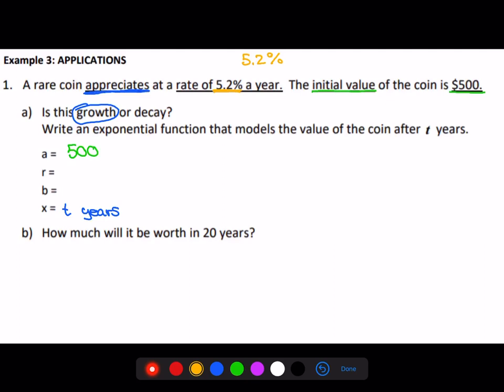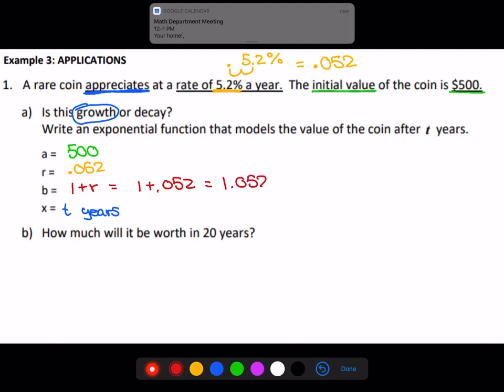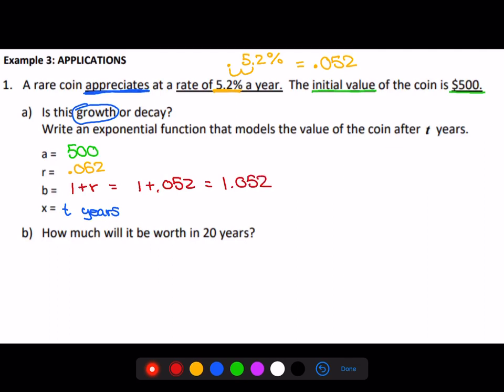I need to switch this to a decimal to plug it into our equation, so I move my decimal place 2 places left this time because I'm going from percentage to decimal, which gives us 0.052. So r is equal to 0.052. We know that this is growth, so our b value should be 1 plus r, which means it's 1 plus 0.052, which is 1.052. From here, I can go ahead and plug this into our formula. Y is equal to a, which is 500, times b, 1.052, raised to the power of t.